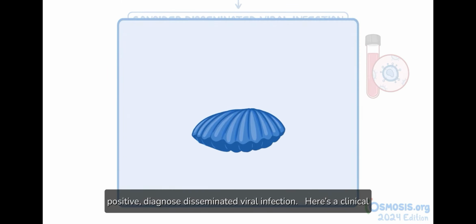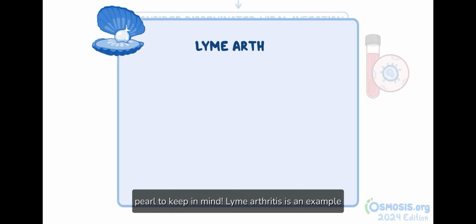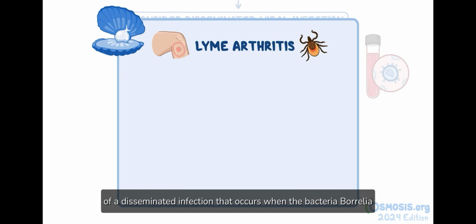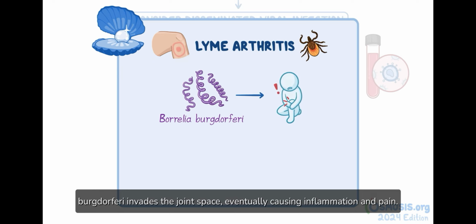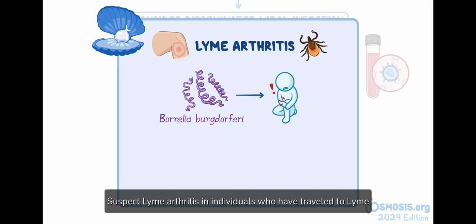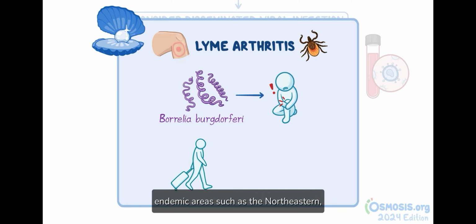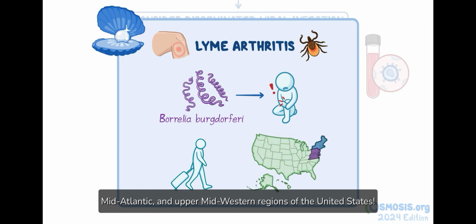Here's a clinical pearl to keep in mind. Lyme arthritis is an example of a disseminated infection that occurs when the bacteria Borrelia burgdorferi invades the joint space, eventually causing inflammation and pain. Suspect Lyme arthritis in individuals who have traveled to Lyme endemic areas such as the northeastern, mid-Atlantic, and upper Midwestern regions of the United States.